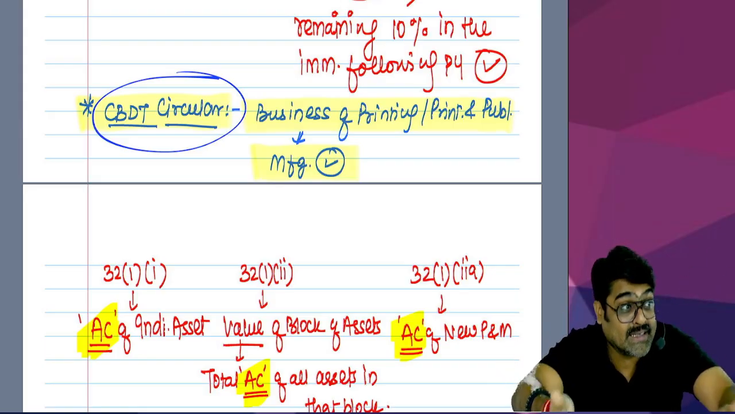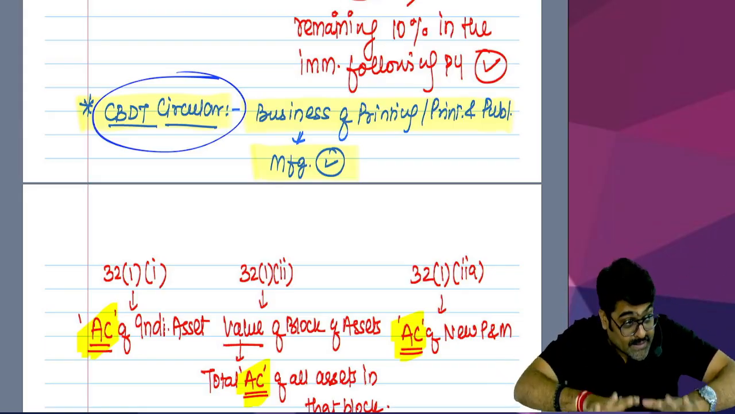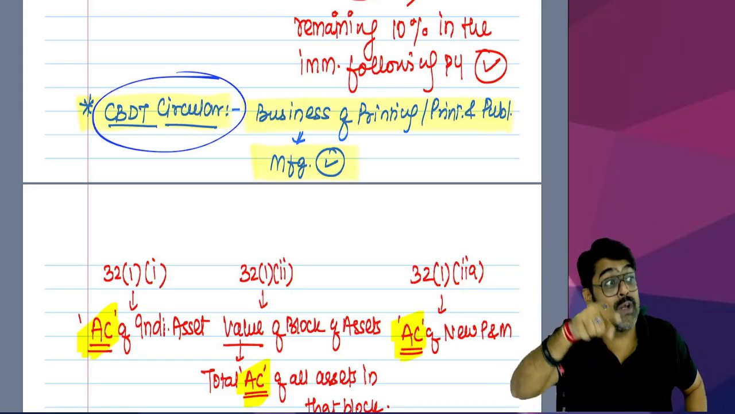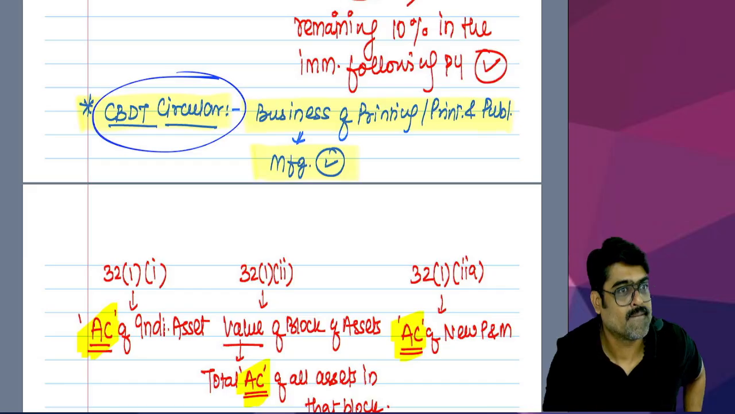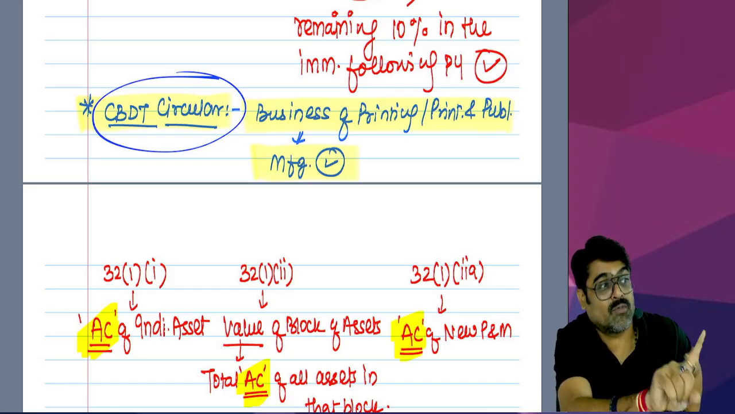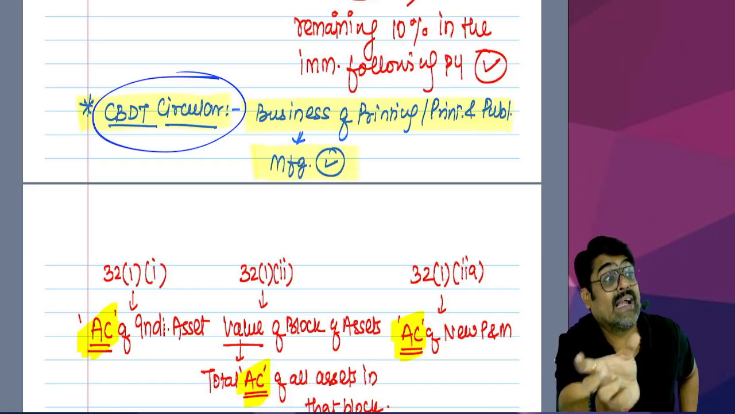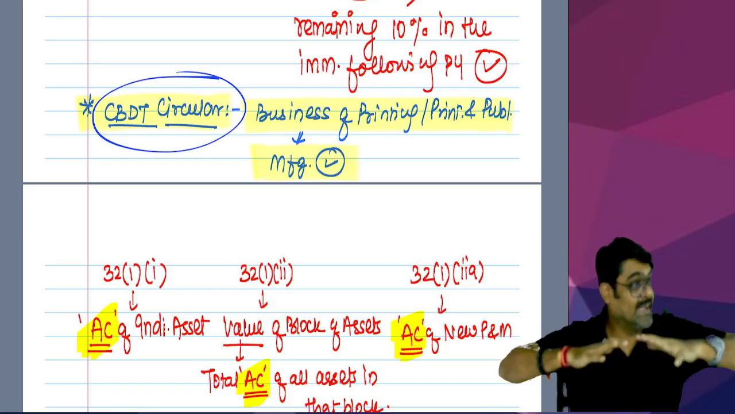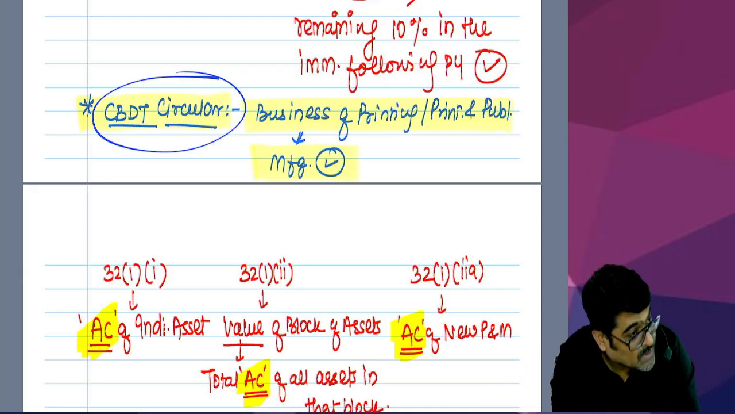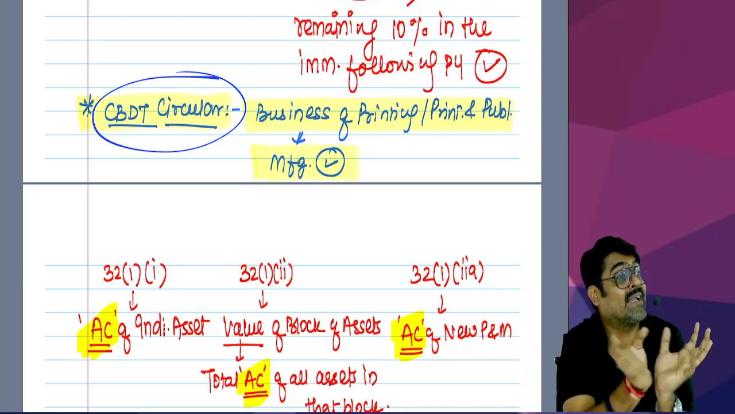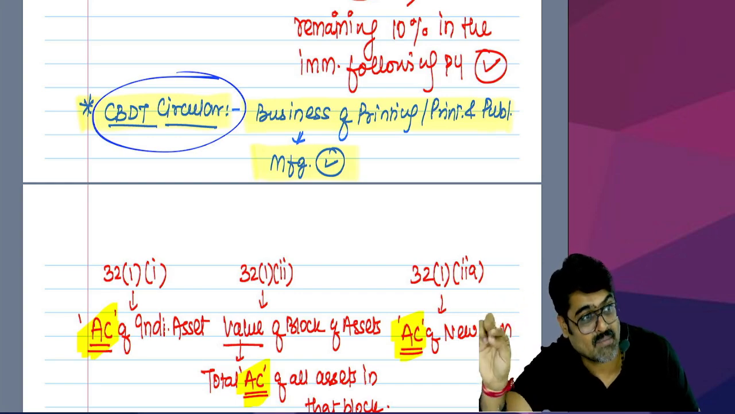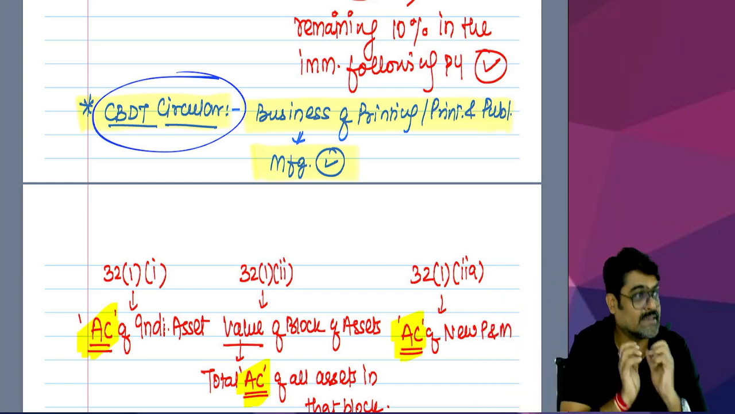Assets which are plant and machinery acquired in this year, the actual cost of that plant and machinery will be shown as additions. Yes or no? So additional depreciation will always be calculated on additions. Meaning, for new plant and machinery acquired and installed in this year, the actual cost is shown as addition. On that addition amount, you are going to calculate additional depreciation.